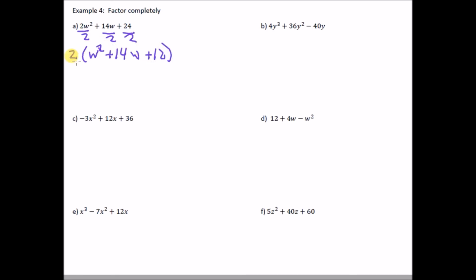This is a simple trinomial where the coefficient of w is just 1. So we're going to find two numbers that multiply to 12 and add to 14. 1, 12, 2, 6. It's not 14, that's now 7... My mistake.